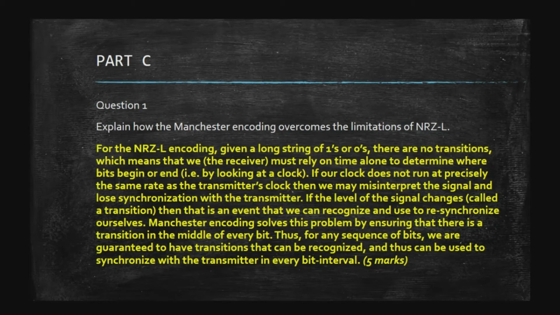So we need to look at the clock, but how about if the transmitter and the receiver clocks are not at the same rate? It will misinterpret and lose synchronization with the transmitter. So what does Manchester do? Manchester encoding solves the problem by ensuring that there is a transition in the middle of every bit, even if we have a long string of 1s or a long string of 0s. This helps to resynchronize the signal when we transmit it.